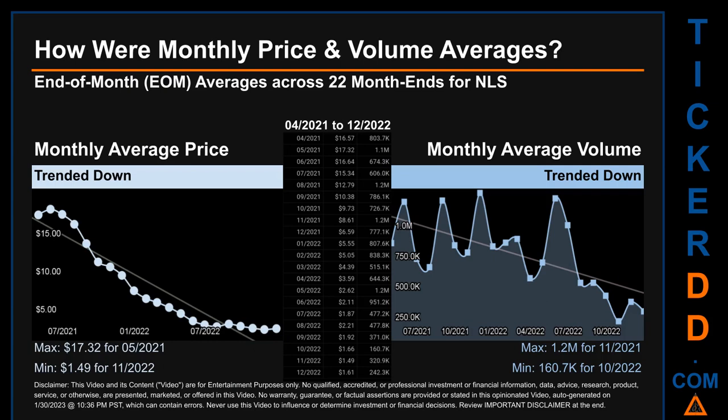The maximum end-of-month average price was $17.32 for 05/2021 while the minimum was $1.49 for 11/2020. Looking at volume, 11/2021 and 10/2020 respectively saw the highest and lowest monthly average volume at 1.2 million and 160.7 thousand.